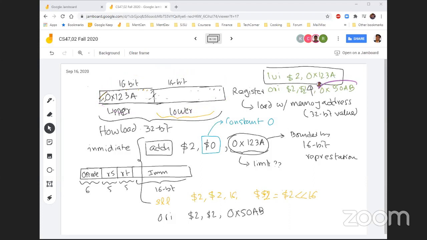Ultimately, the result is that it will place this new lower bit value into the lower half, 50AB. So what these two together do is load some value like 123A 50AB into the target register, which could be a memory address to operate on and to refer to at a later point in time. Make sense, Carter?